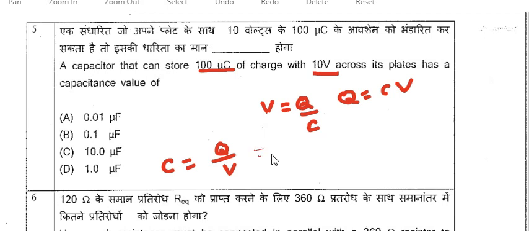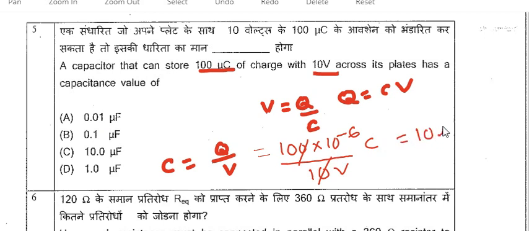So if I write now Q by V, Q is 100 microcoulombs, that is 10 power minus 6 divided by 10 volts. This is in coulombs. So the zeros get cancelled. It is 10 microfarads. So this is the right answer.